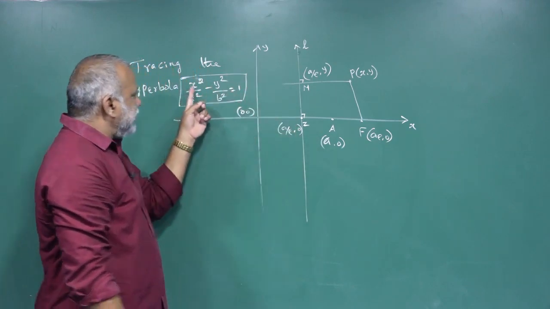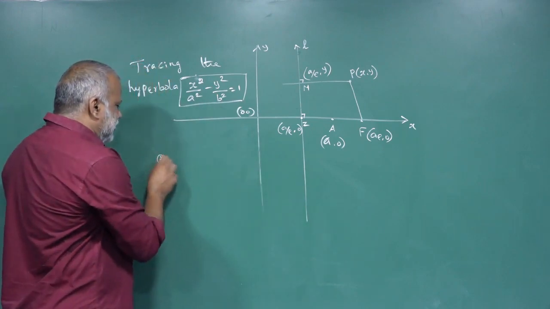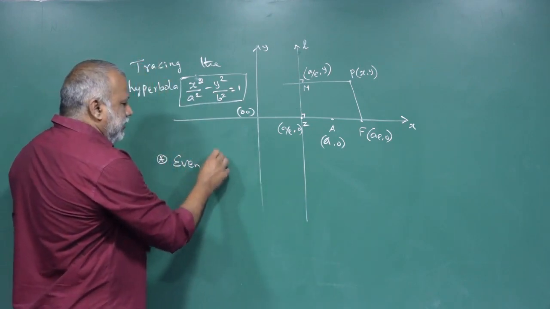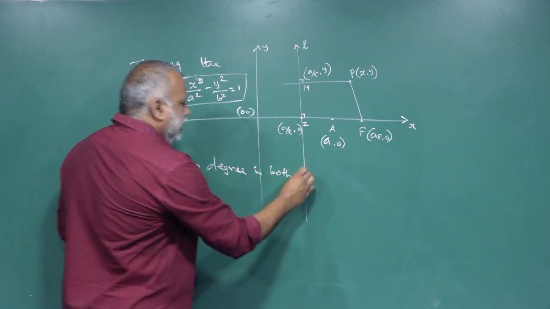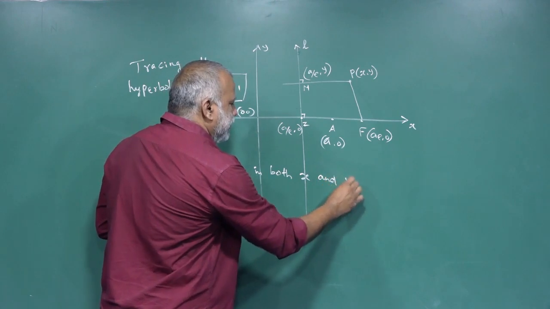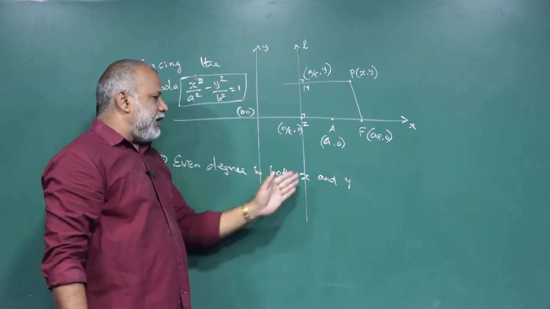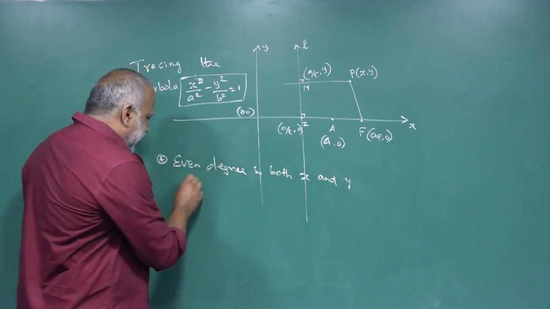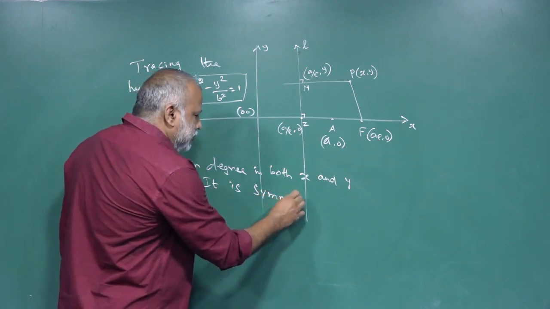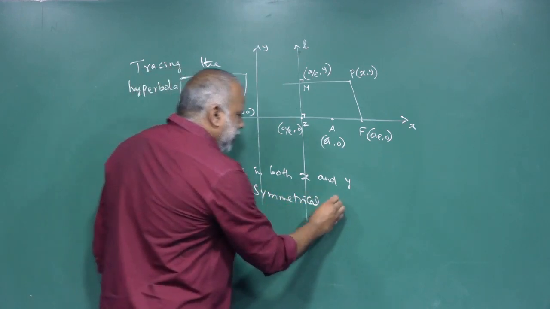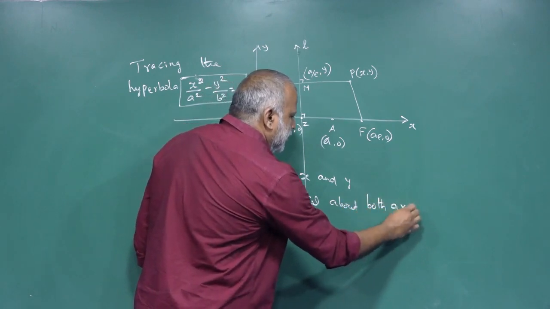See this. It is even degree in both x and y. That is the first concept. Even degree in both x and y. See here, even power. Here also even power. Therefore, even degree in both x and y. Therefore, it is symmetrical about both axes.